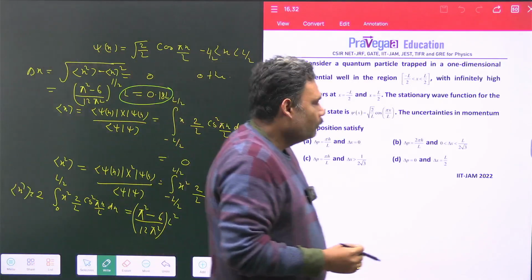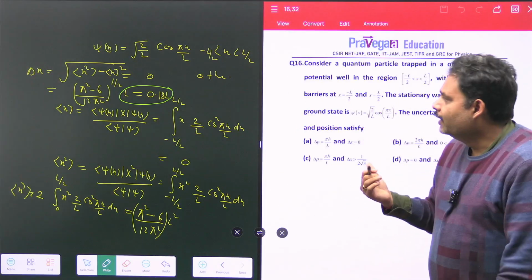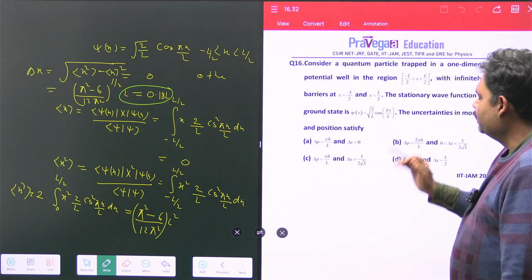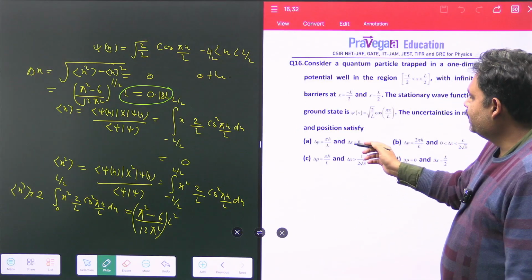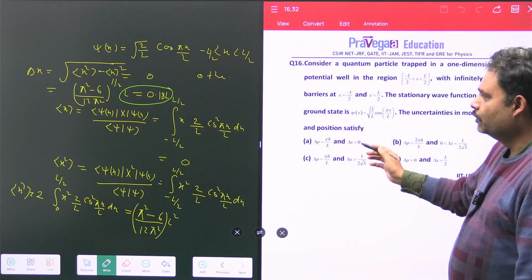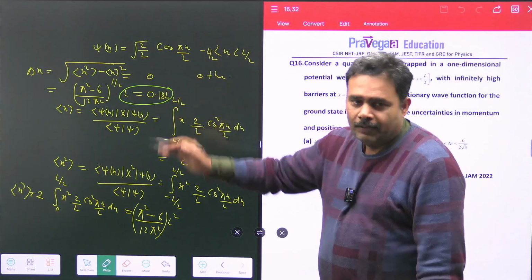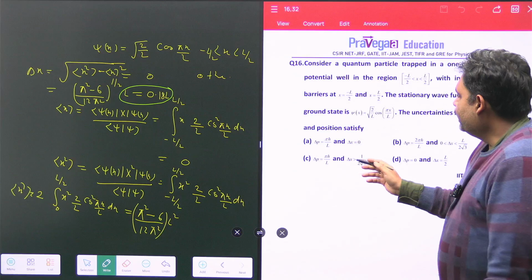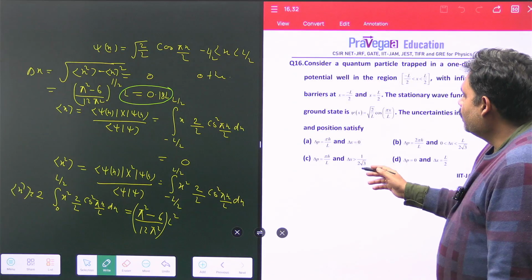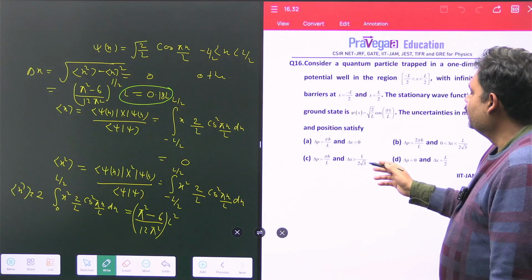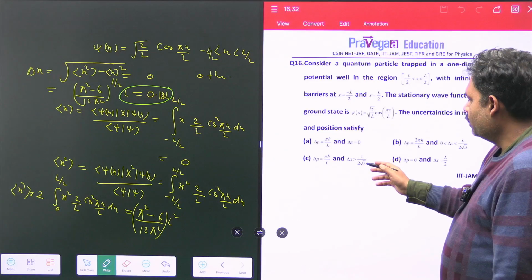So let us check which answer can be near this one. Here delta x is equal to 0. This is not correct, because it has some finite value. Here delta x must be greater than 1 upon 2 root 3. So delta x is greater than 1 upon 2 root 3.